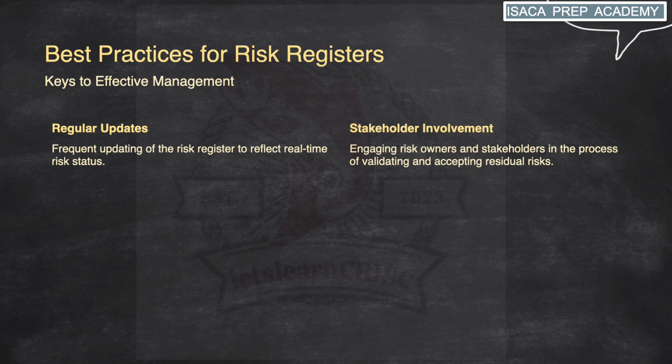Friends, during the validation process, stakeholders collaborate to assess the residual risk identified after control measures have been implemented. This involves evaluating the effectiveness of existing controls, estimating the remaining risk exposure, and determining whether the residual risks are acceptable within the organization's risk tolerance level.